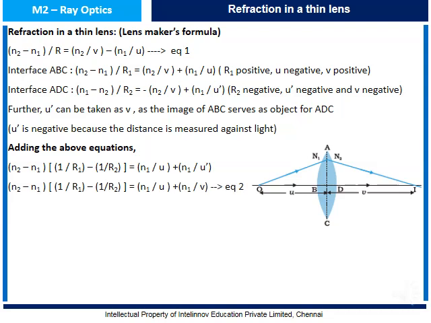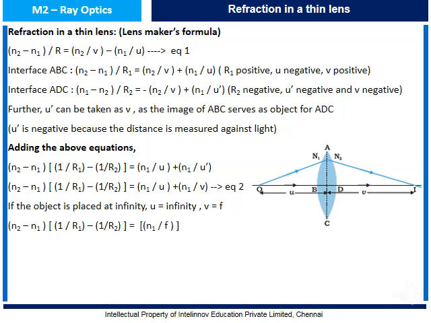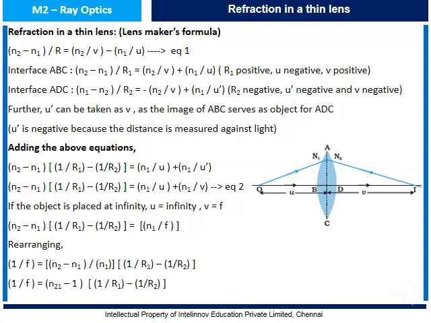If the object is placed at infinity, then the object distance u is at infinity and v is equal to f. That is, the image is formed at the focus. Thus, the above equation can be rewritten as (n2 minus n1) into (1 by R1 minus 1 by R2) equals n1 by f. On rearranging, we get 1 by f equals (n21 minus 1) into (1 by R1 minus 1 by R2). For a concave lens, R1 is taken as negative and R2 is taken as positive.